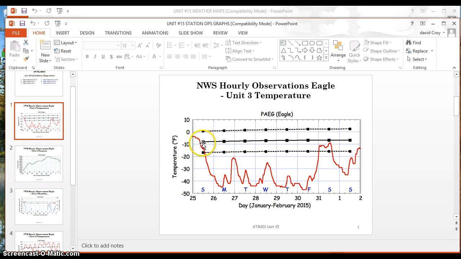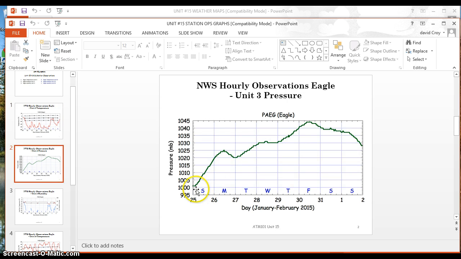Here we can see the difference in pressure, or difference in temperature with similar cloud conditions. But during the first part of the 25th, the pressure was approximately sea level pressure, but it did start to climb all the way up to 1045, and this is when the temperature drastically decreased to 40 degrees below zero, and this is when it started to warm back up.